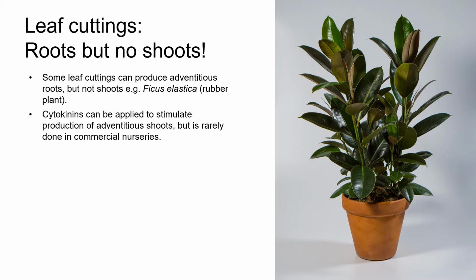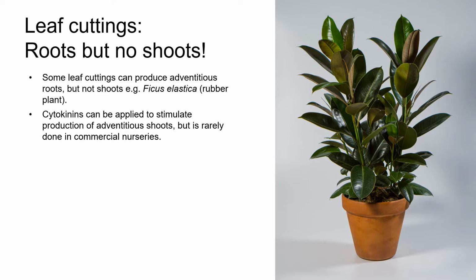Some leaf cuttings can produce adventitious roots, but can't produce adventitious shoots. A good example of this is the rubber plant, Ficus elastica, which you'll probably recognize as it's a common houseplant in North America and Western Europe.